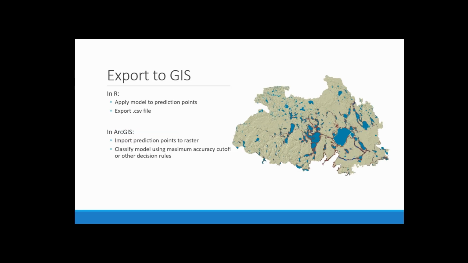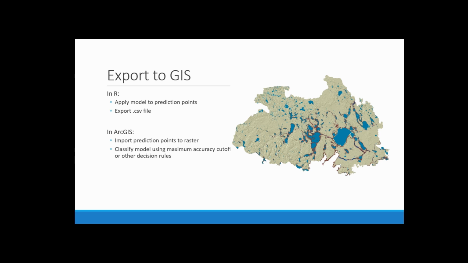Export to GIS and classify it using the maximum accuracy cutoff, and you get a map of high and low potential for archaeological sites. We also tested other decision rules for classifying our models. It turns out that with the maximum accuracy cutoff, because we have more background points than we have sites, our models are actually better at predicting the background points, in other places, what are not sites.